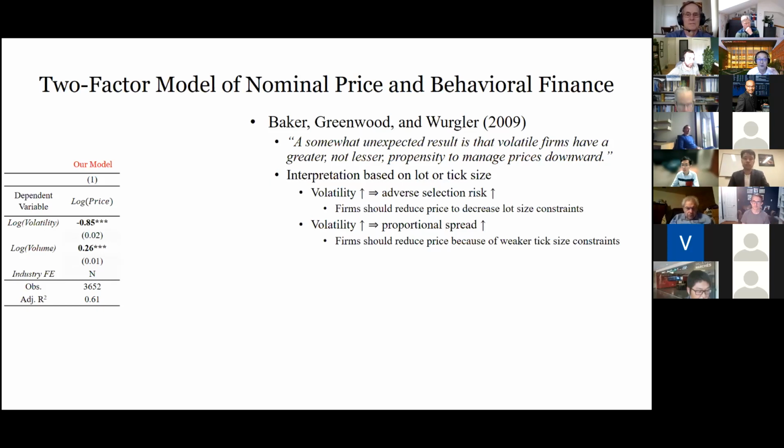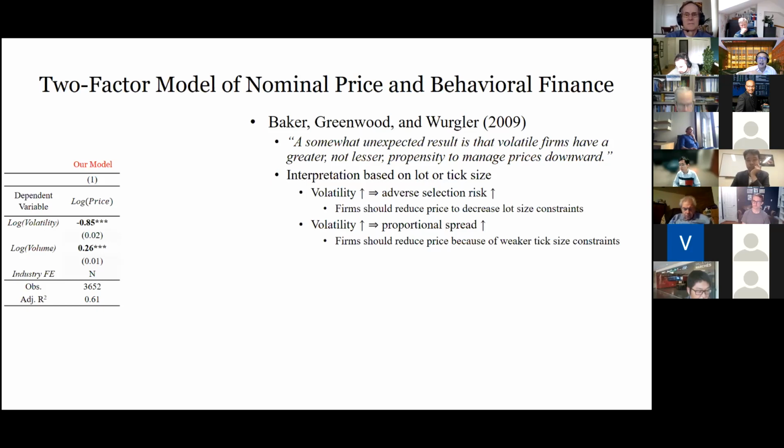Here I can provide two interpretations, which are two sides of the same coin, using market microstructure. Let's think about it. Volatility increases, which means adverse selection risk increases. You can understand that using the lot size constraint. For volatile firms, you should reduce the loss of your market maker, so you should reduce the price to decrease the lot size constraint. So that's one understanding.